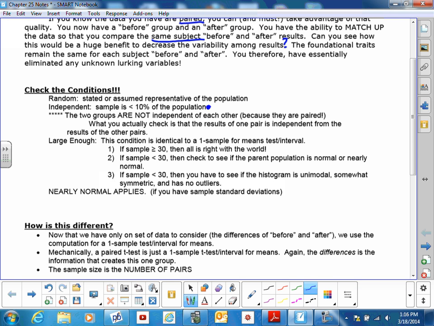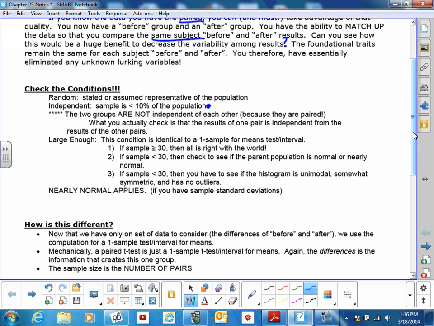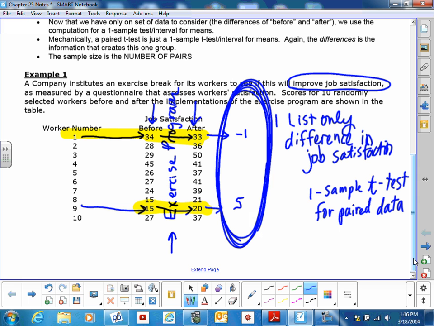Fix that, there shouldn't be an S there. Less than 10% of the population of all employees that are going to be on this exercise program. Now, in the past, we've talked about how we want all the people in this before group to be separate and different from the people in this after, or the second group. But does that happen here? No. In fact, they are exactly the same.